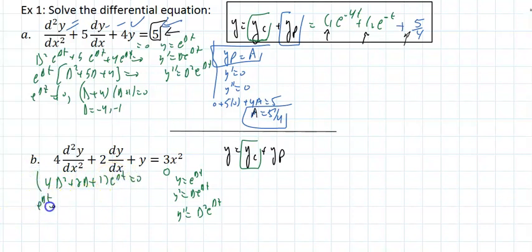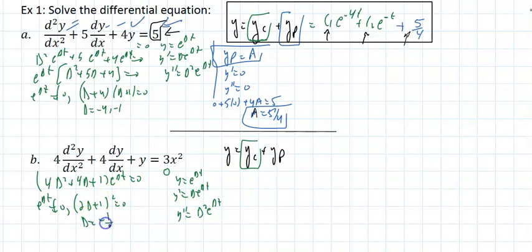e to the dt cannot equal 0. It must be that 2. Oh, I made the same mistake I did last time. Again, I apologize. I copied that from the previous. So that would become 2d plus 1 squared equals 0.